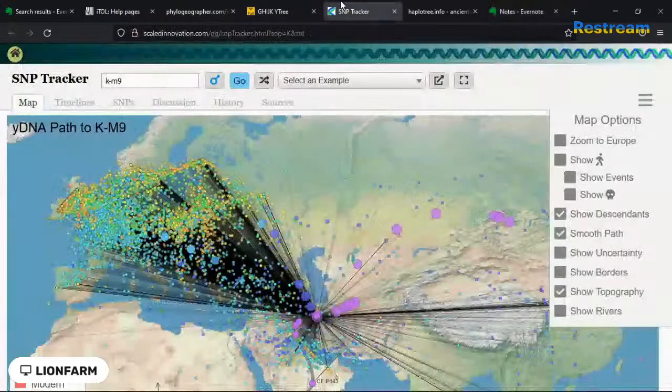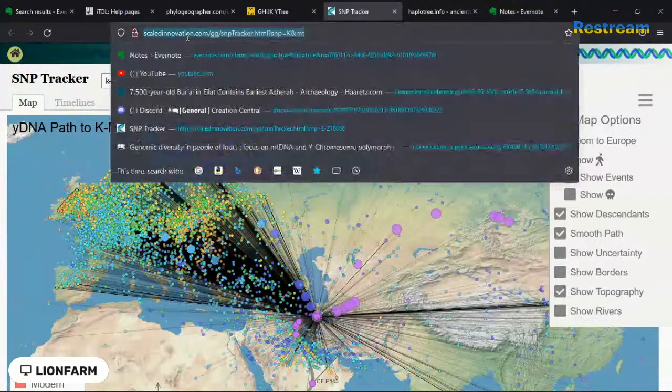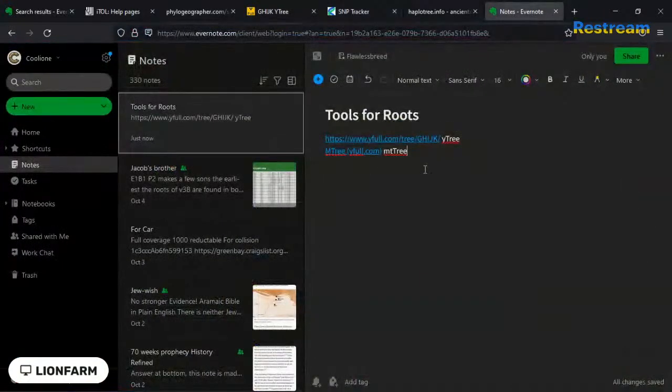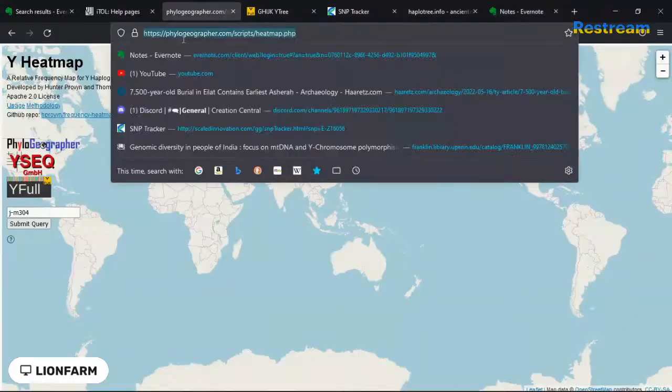And the SNP tracker right here, remember, this is going to be modern. All these things are giving us modern information of where they are today, but it's going to give us key factors about their connections. So it's going to be very important. This is just going to be the SNP tracker, right? And then this one is going to be the heat tracker.